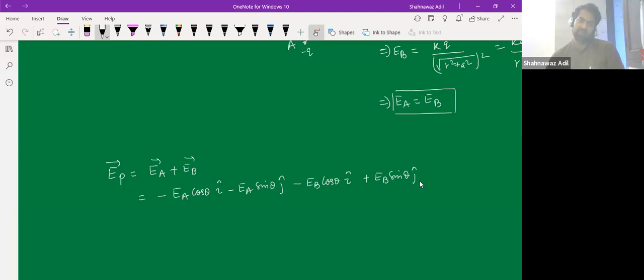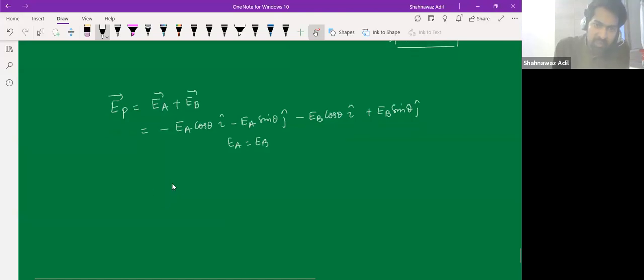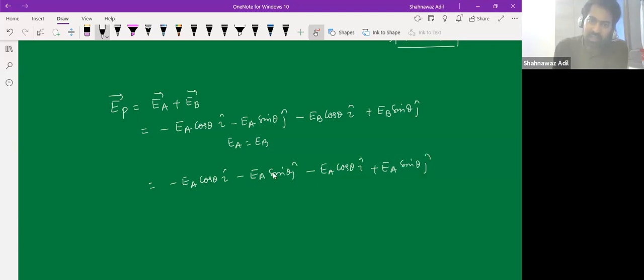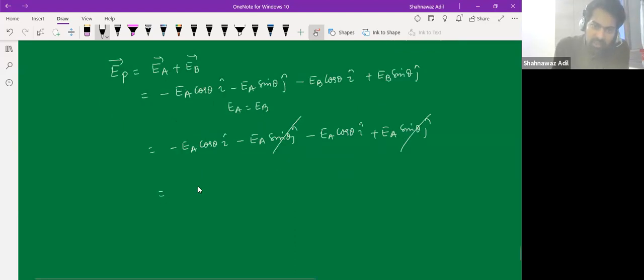Yes. Because all these magnitudes are equal, right? EA equals EB. So we can write this one as minus EA cos theta I hat, minus EA sin theta, and plus EB sin theta will get cancelled. Yes, absolutely correct. Now it is a simple one. So EA sin theta, EA sin theta, this will cancel. And we will have minus 2EA cos theta I hat, right?